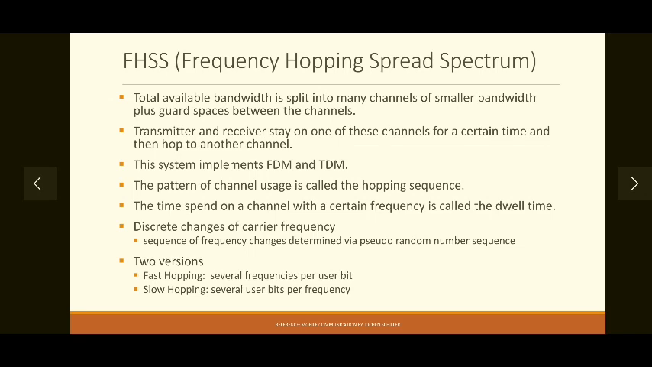Because splitting the large bandwidth into smaller channels is nothing but our FDM, whereas transmitting user data for a small amount of time for a particular channel is nothing but TDM. At different times we are using different channels, so that is TDM. So the pattern of channel usage is called as hopping sequence.